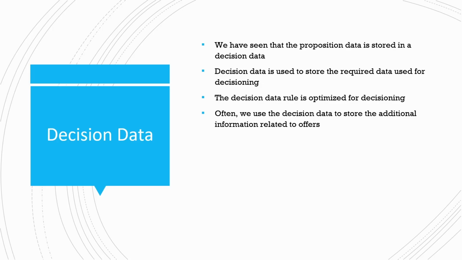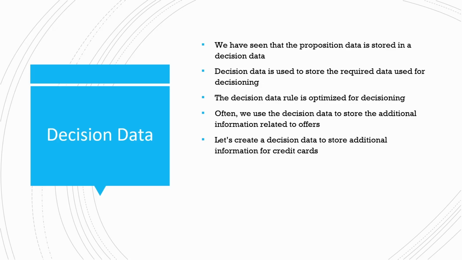Sometimes we cannot store the entire data in our proposition data. Sometimes the proposition data will become bigger, and also our decision data might be updated by external systems too frequently. That might happen in a few of the projects which I have seen earlier. They used to update the decision data from an external system. In those cases, we cannot modify the proposition data related data. That is why we go with a separate decision data to store the additional information related to offers.